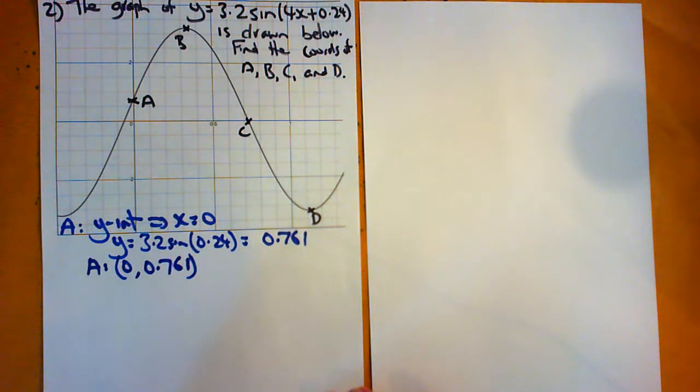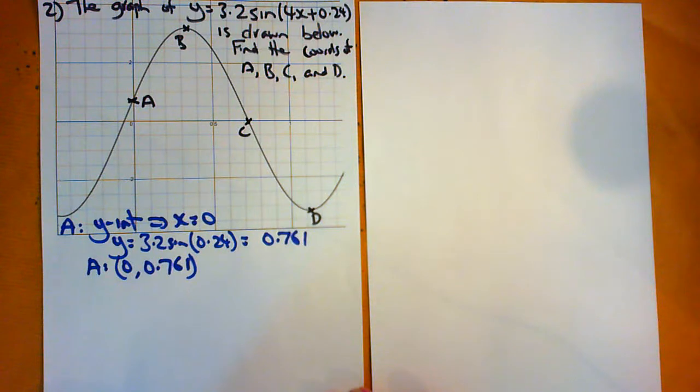Now for the remaining points it's going to be y that we find first, because it's only the y-intercept that we get x first. So for points B, C and D we'll get the y coordinate first and then calculate x, which means we will need the rearrangement of the equation. We'll need to solve it for x.